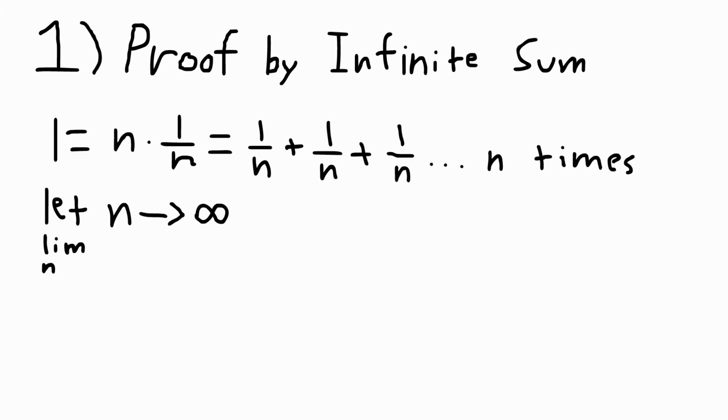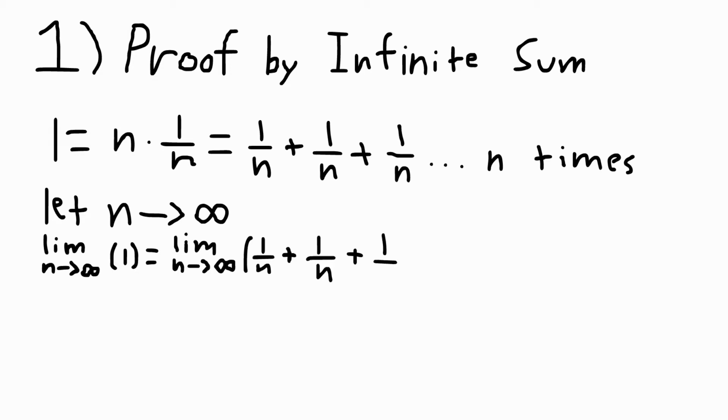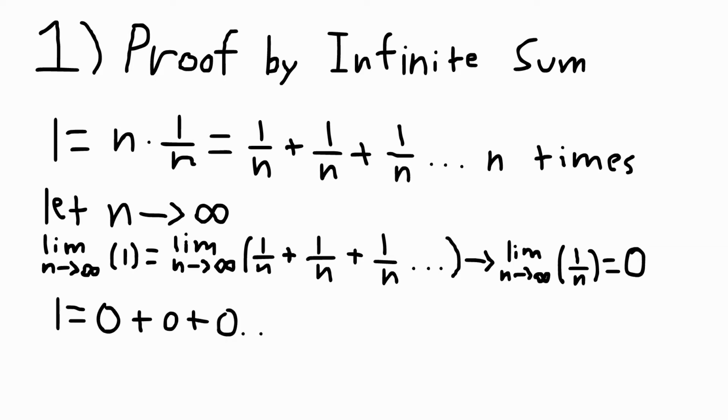The limit as n approaches infinity of 1 is equal to the limit as n approaches infinity of 1 over n plus 1 over n, infinity times. However, 1 over infinity is just 0, so 1 is equal to 0 plus 0 plus 0, infinity times, which is just 1 equals 0.